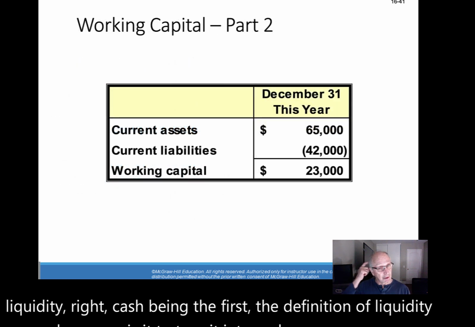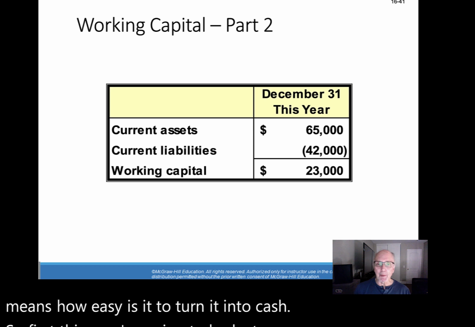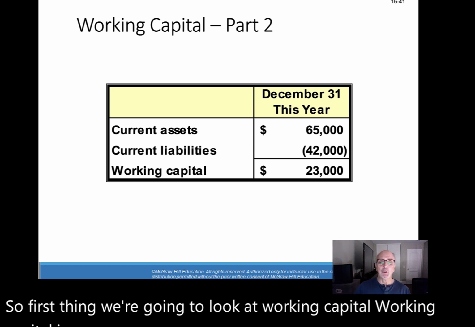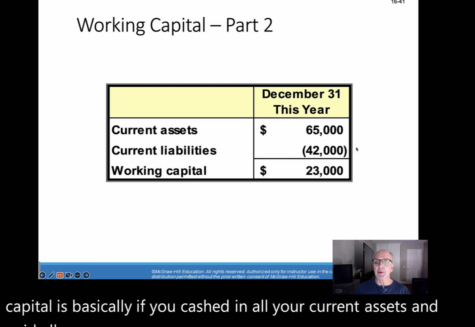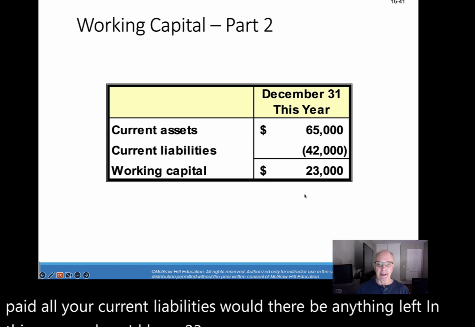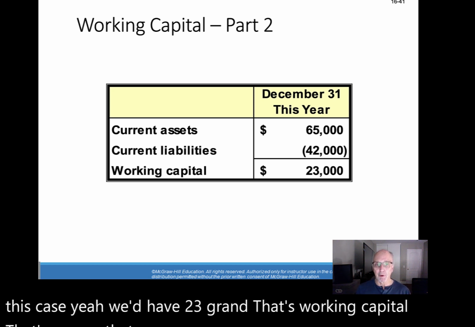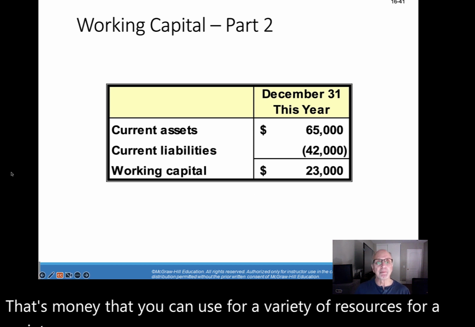So first thing we're going to look at, working capital. Working capital is basically if you cashed in all your current assets and paid all your current liabilities, would there be anything left? In this case, yeah, we'd have 23 grand. That's working capital. That's money that you can use for a variety of resources, for a variety of projects.